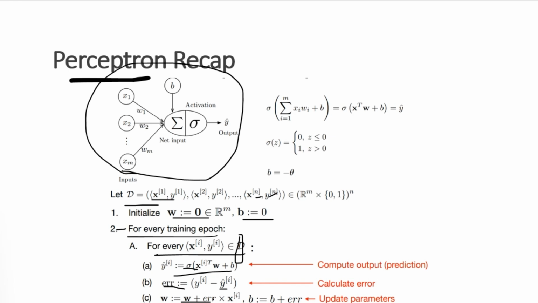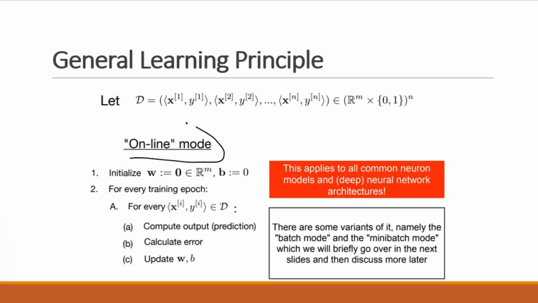Again, if I go to the first example, based on that, I compute y hat, compute the error, and then update w, the weight vector, and the bias unit. Once I have done that, I go to the second training example and do the same thing again. So I update after each data point. This is called the online mode.